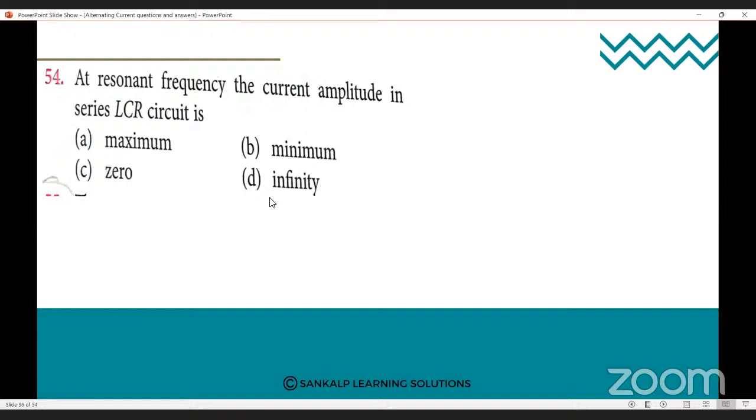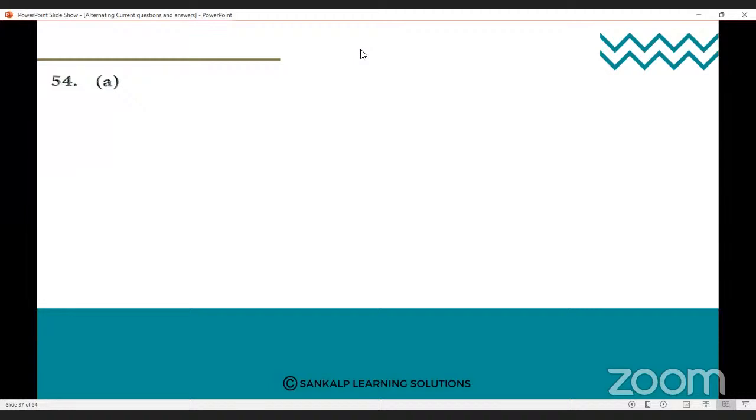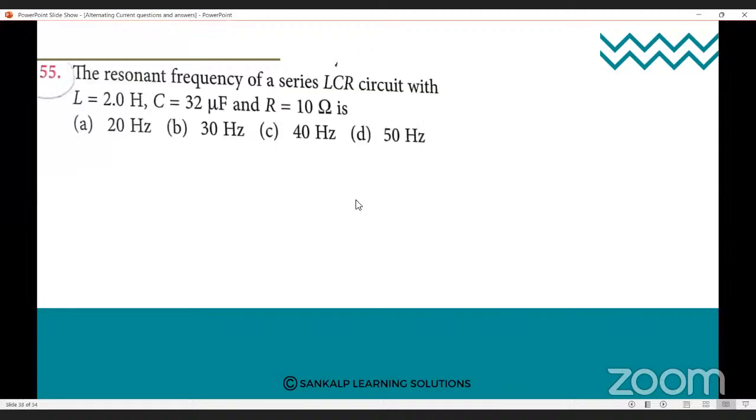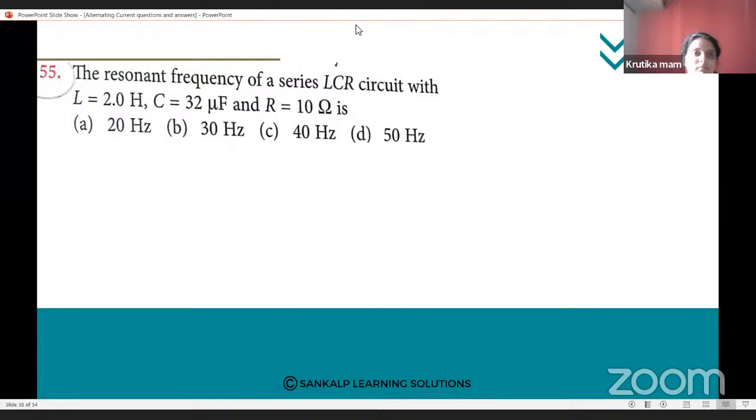The next question. At resonant frequency, the resonant amplitude in a series LCR circuit is. Option A, maximum. Yes, option A, maximum, is the correct answer. Next question.